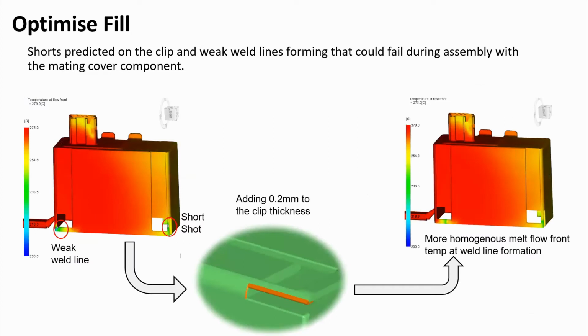And going into optimizing the fill. So again, on the original component, some short shots were predicted on pin sections around the clip here. It becomes a bit of a catch-22 because the clips have to be flexible enough to go over the mating cover component. But I suggested adding about 0.2 mil thickness here, which still worked for our customer, and it relieved the short shots and made a much stronger weld line there, with more homogeneous melt flow front temperature at the weld line formation.